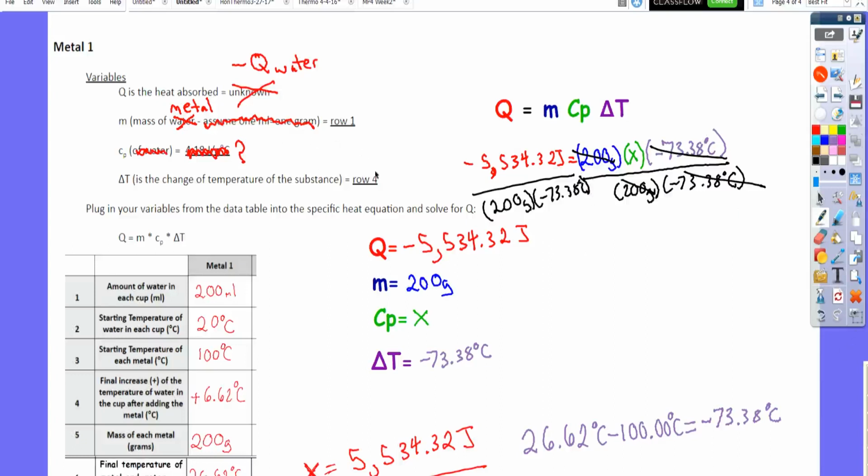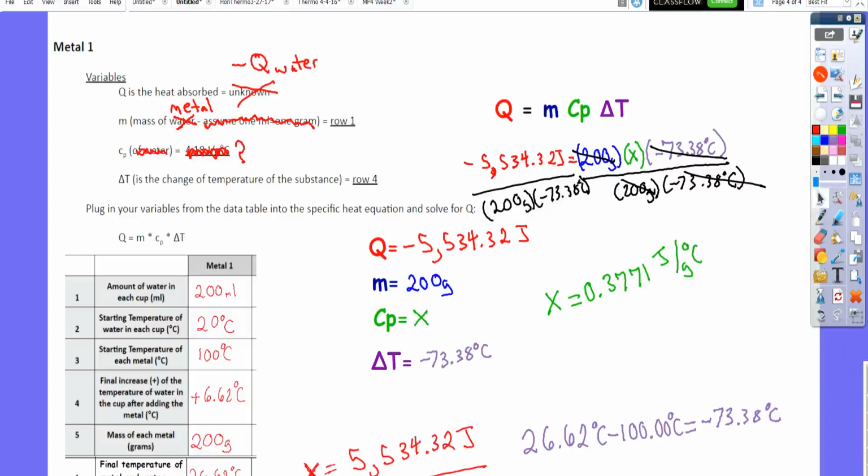So when I put this into my calculator, there's a lot of different ways you can put it in. I'm going to show you the least likely way you are to write it in wrong. I have negative 5,534.32. Then I'm going to divide it by 200 grams. Now I'm going to divide it again by 73.38. Hit that negative button. So I divide by one, enter, divide by the next one, enter. So my X is equal to 0.3771 joules divided by grams degrees Celsius, according to this data.